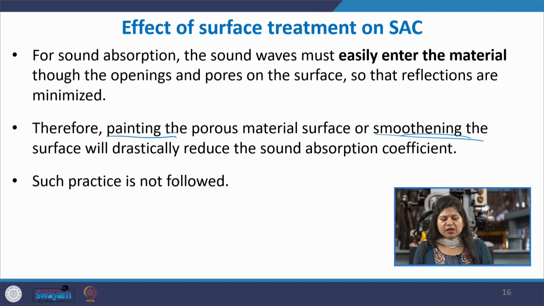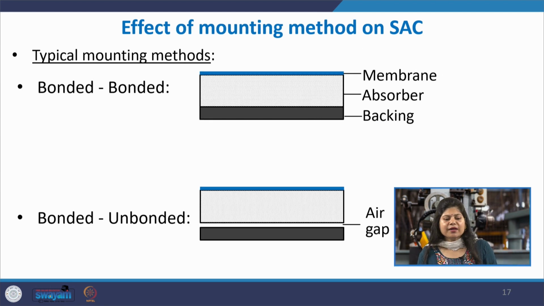So such kind of surface treatment is definitely not encouraged, because it leads to a reduction in the absorption. Any kind of surface treatment that covers up these pores and holes will make the absorption go drastically down. Then also the effect of mounting method: the mounting method affects the absorption. What are the typical mounting methods? Typically, you have an absorber lining, and on top of it you install an acoustically transparent membrane.